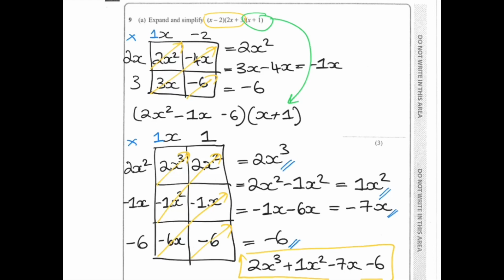So that is expanding brackets, and you need expanding brackets in so many different places, not only on the 3-mark questions that they give you like this. You'll need it for solving equations. You're going to need it for sketching graphs. You're going to need it for rearranging equations. So this grid method is essential. It comes up when we look at surds.